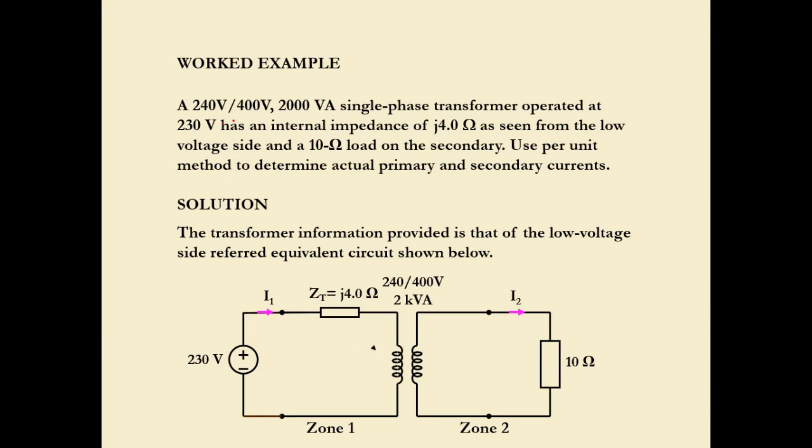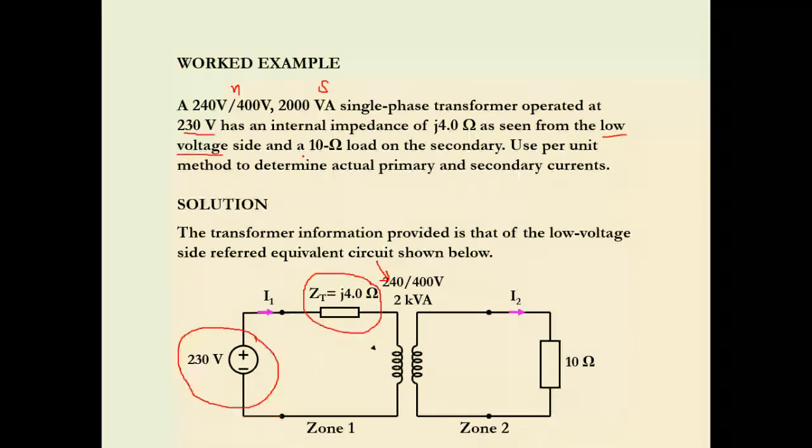Okay, the worked example: 240 volt, 400 volt. So this is again a step-up transformer, 2000 volt ampere. Okay, so it can be the N, the ratio. So the transformer is operated at 230 volt, the actual supplied or operated voltage. Okay, it has an internal impedance of J 4.0, as seen from the low voltage side. The low voltage side means the 240 volt side, or primary side. Okay, and a 10 ohm load on the secondary. So yes, on the secondary we put another impedance or resistance with 10 ohm value.